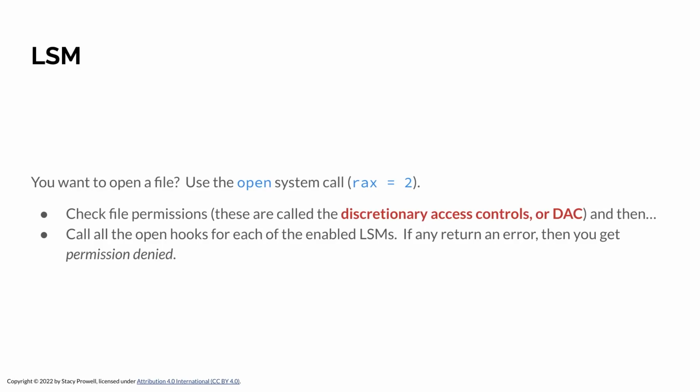Okay. So, if I want to open a file, first I check the file permission. Is this file readable? Is it readable by you? Are you the owner and have read permission? Are you in the group and the group has read permission? Does everyone have read permission? I'm going to check that first. If that passes, then I'm going to call all the open hooks for each of the enabled LSMs. I'm going to say, hey, you enabled LSMs, is it cool if this user reads this file? And if any of them generate an error, I'll deny permission.